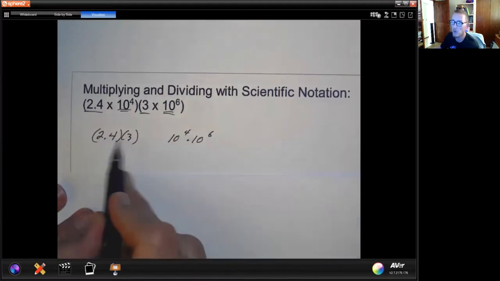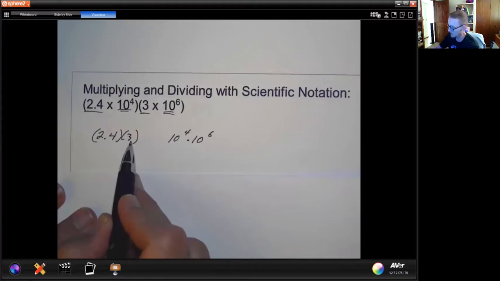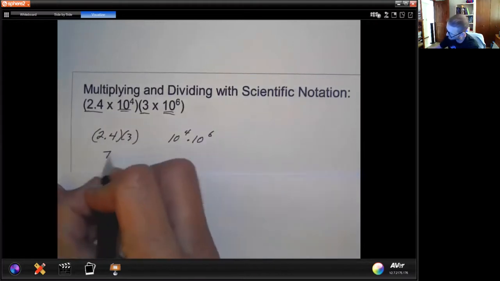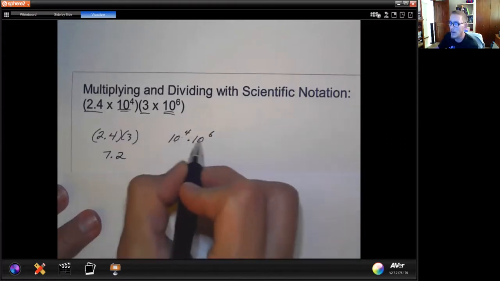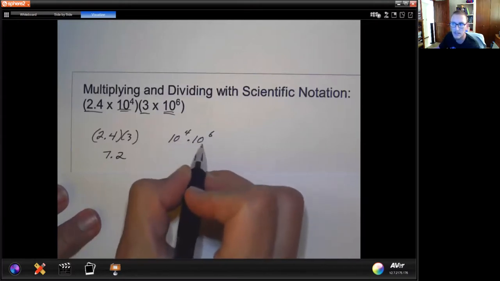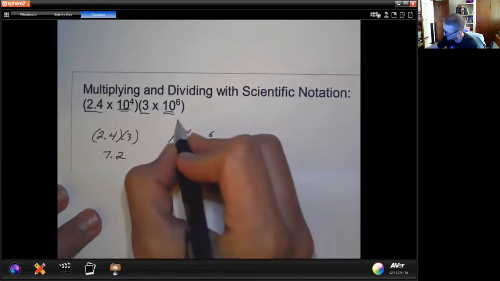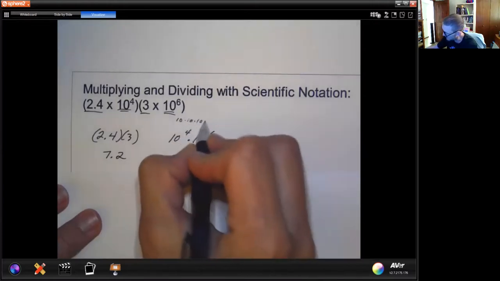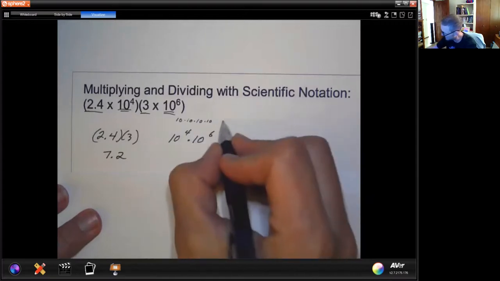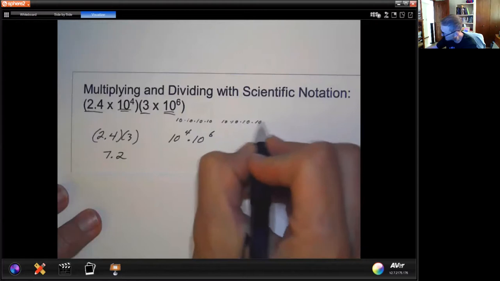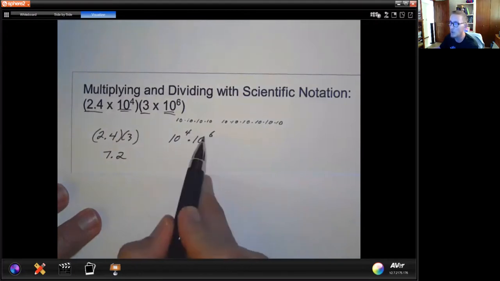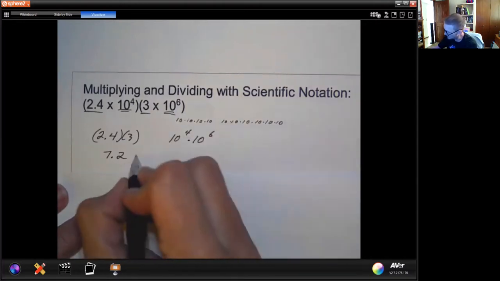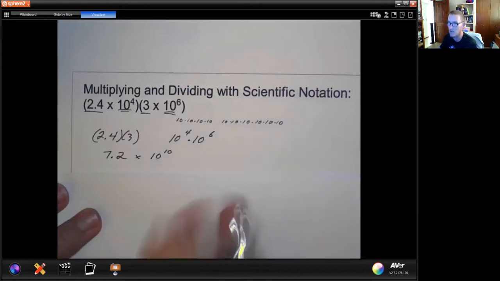This one here, I'm going to take 2.4 and times it by 3. Well, 2.4 times 3 is going to make 7.2. And now with this here, I have multiplication with the same base. 10 to the 4th power means 10 times 10 times 10 times 10. 10 to the 6th power. So if you remember from our exponent rules, I'm going to add those two powers because I have 4 10s here and 6 10s here. So this is going to be times 10 to the 10th power.